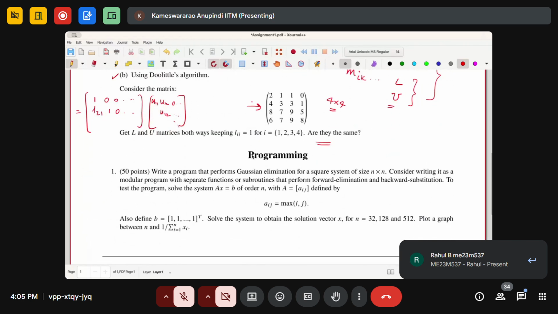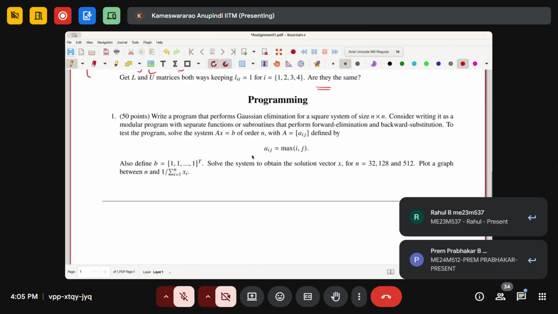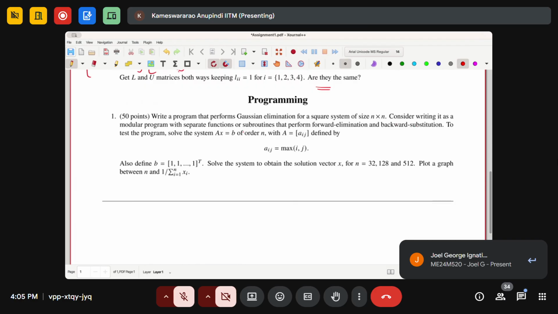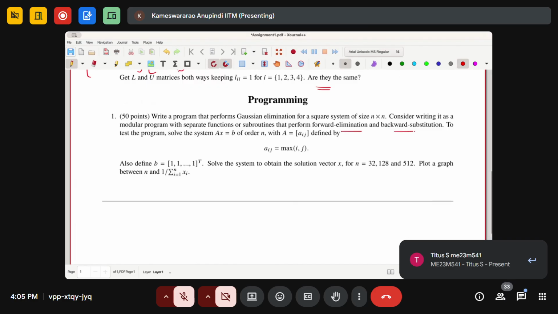Then coming to the programming part, I asked you to write a program that performs Gaussian elimination for a square system of size n by n. Consider writing it as a modular program with separate functions or subroutines that perform forward elimination and backward substitution.